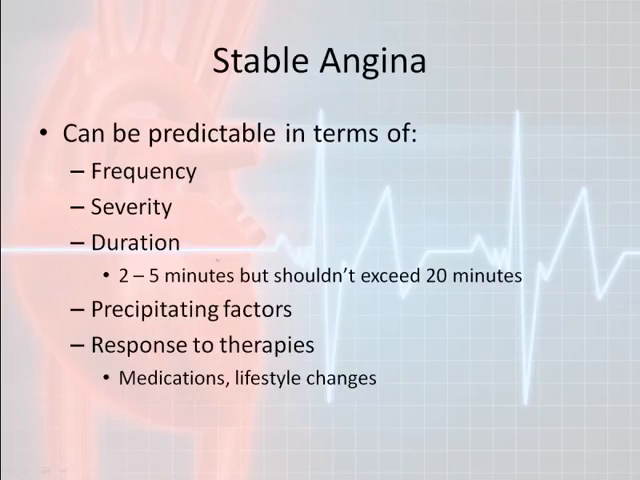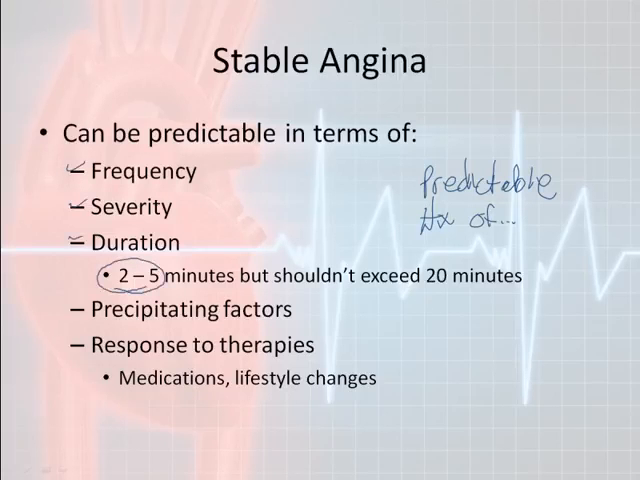The easiest way to remember stable versus unstable: stable anginal pains are considered predictable. They're predictable if the person has a history of these types of pains, when it comes to the frequency, the severity, the duration. Usually if they last less than 2 to 5 minutes, we're good. But if it starts exceeding 20 minutes, even though it's predictable and even though it's stable, it's considered unstable.